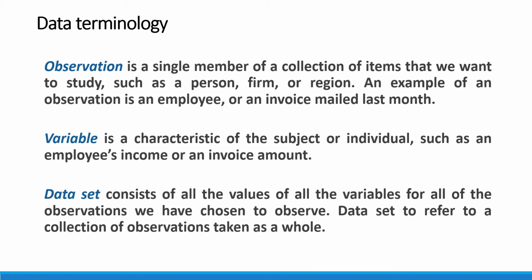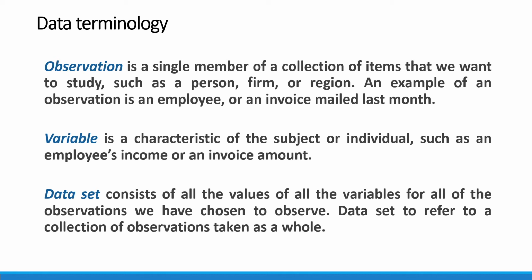The second definition is variable, which is a characteristic of the subject or individual, such as an employee's income or an invoice amount. Again, if you are collecting data about your employees, these data include name, age, income, position, and gender. In this case, you have 5 variables.